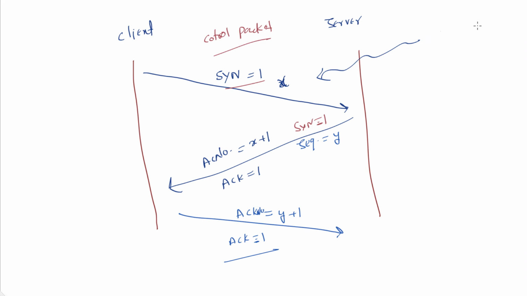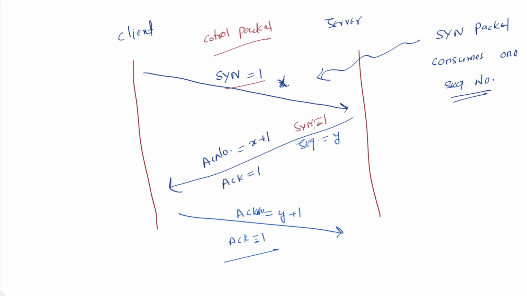So let me call it the SYN packet. This SYN packet consumes 1 sequence number, right? The SYN packet has to be acknowledged, so it has to consume 1 sequence number, so that the server can send the acknowledgement.